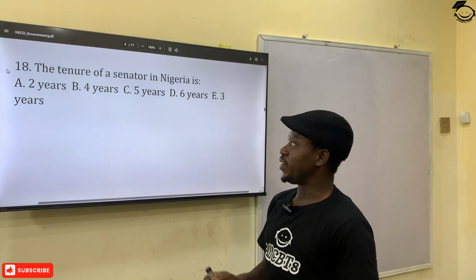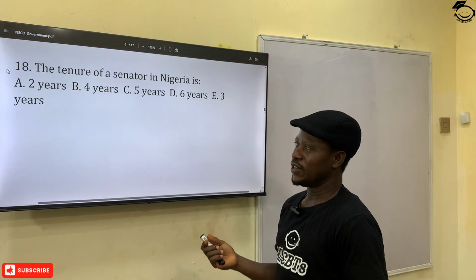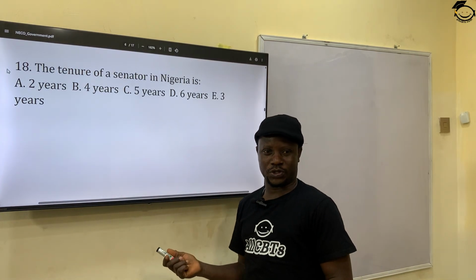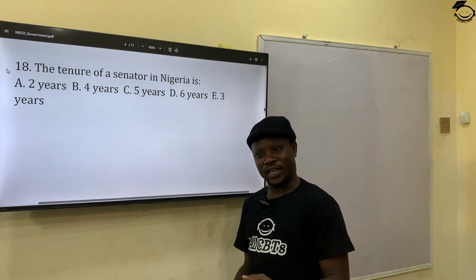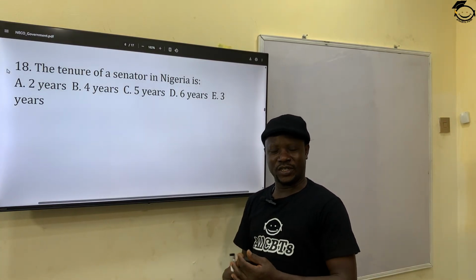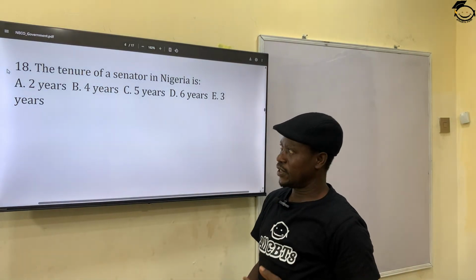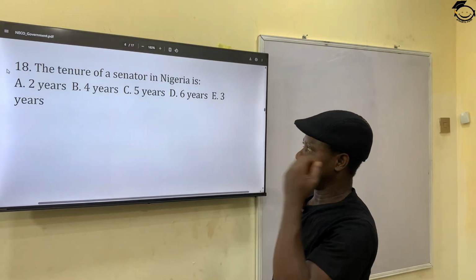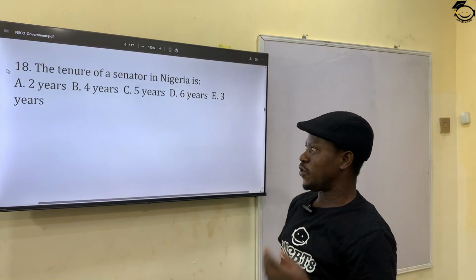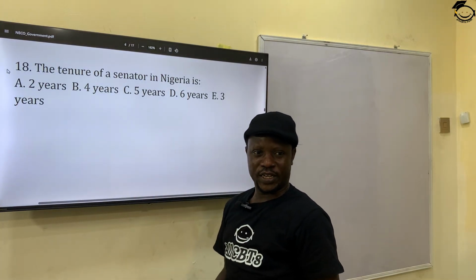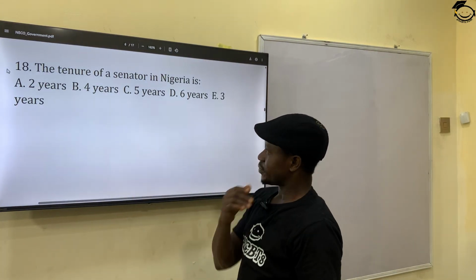The tenure of a senator in Nigeria is 2 years, 4 years, 5 years, 6 years, 3 years. This should be a bonus for you. It's a bonus question. Knowing that periodically we conduct parliamentary and presidential election together in Nigeria every 4 years. The parliamentary and the presidential election take place every 4 years. So the answer is option B as we move on to the next question.